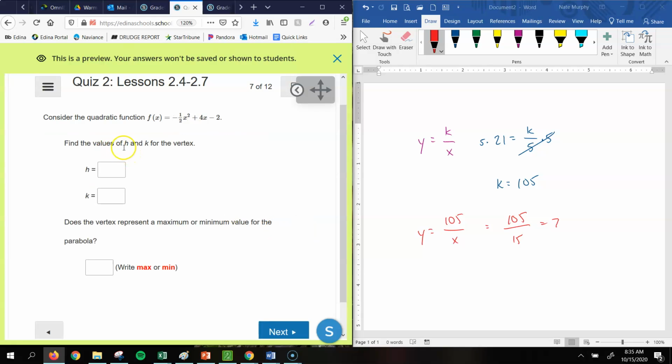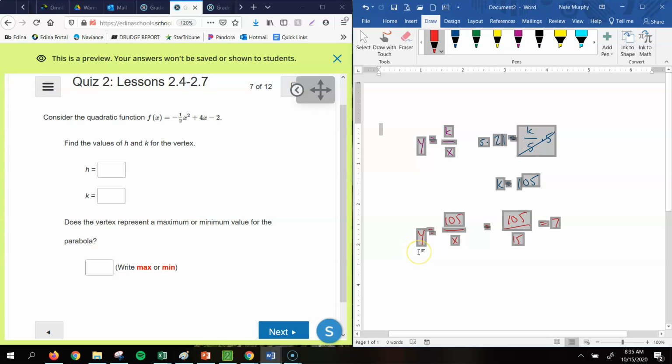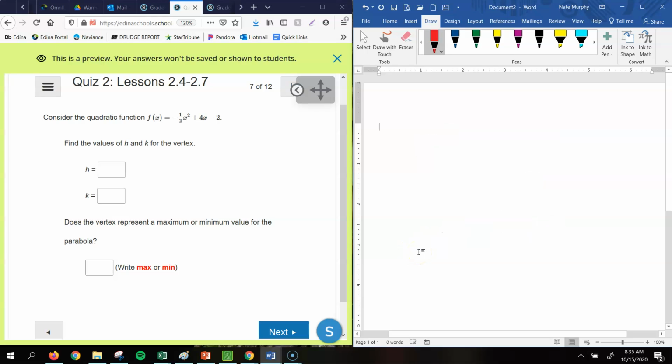All right, so for this one, we're going to find the values of h and k. So now this time we're going to actually go through the process of finding h and k. Then we're going to determine whether or not it represents a maximum or minimum value. So remember, to find out what h is, just like the problem we just did, we're going to do the opposite of b divided by 2a. b in this case is 4, so the opposite of 4 would be negative 4. a in this case is negative 1/2, so 2 times negative 1/2 would be negative 1. And negative 4 divided by negative 1 would be a positive 4.